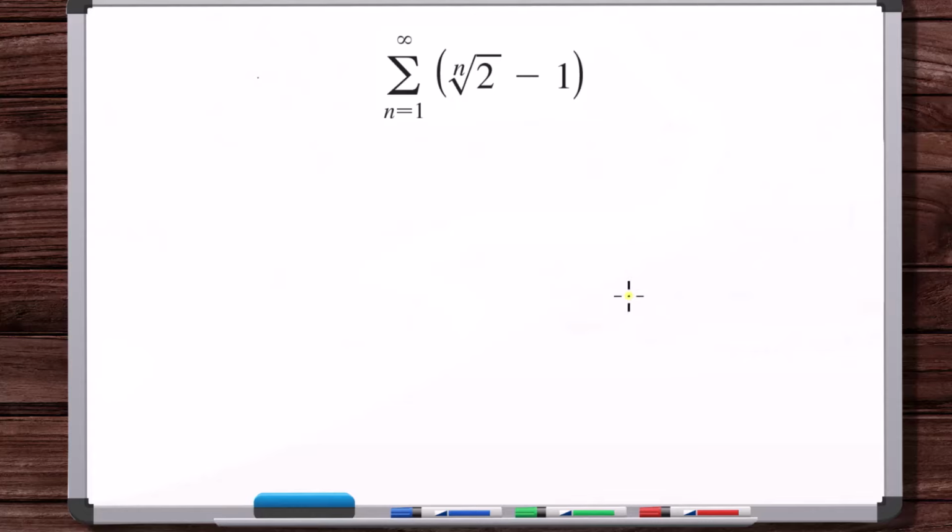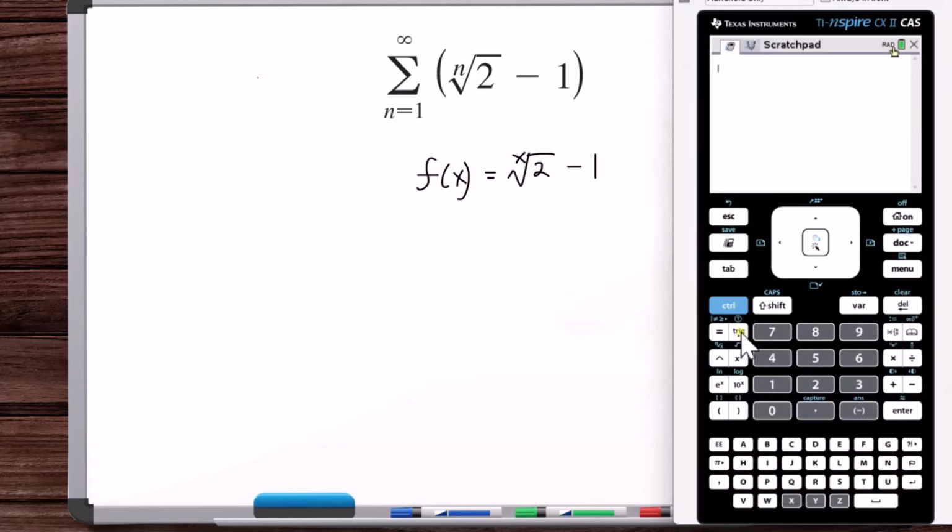So let's think about the integral test. That's fine, that's no problem. Okay, let's use our calculator here. We've got 2 to the 1 over x minus 1, store that as e. Now let's take the derivative with respect to x of e and store that as d.